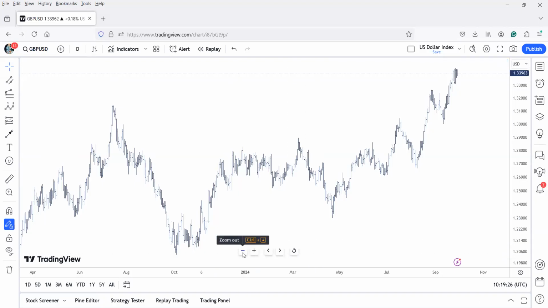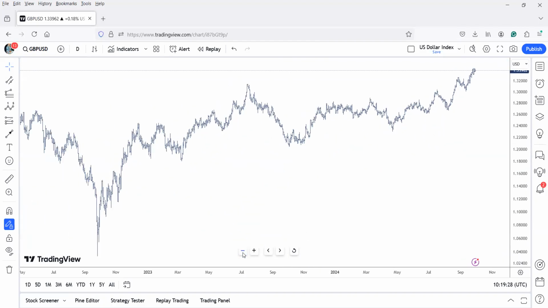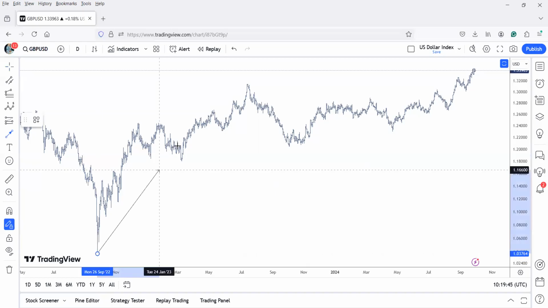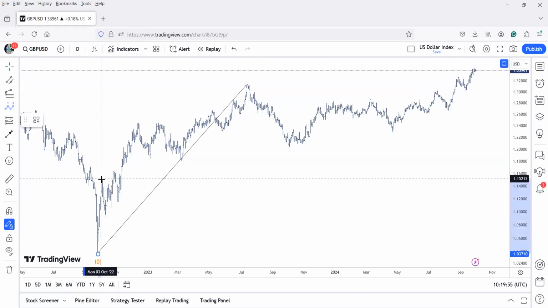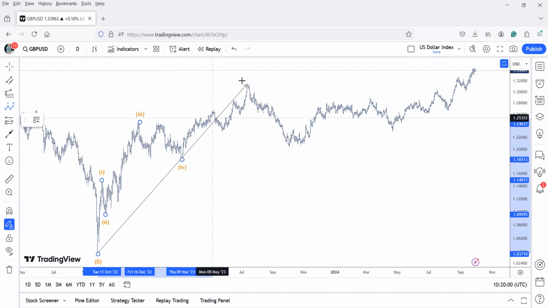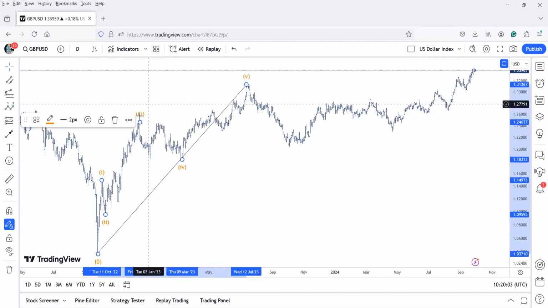Now this one. Many counts are possible here. I'm contemplating an expanded flat in the making. So that is wave one. If you want to label, I'm going to do it in a minor wave.